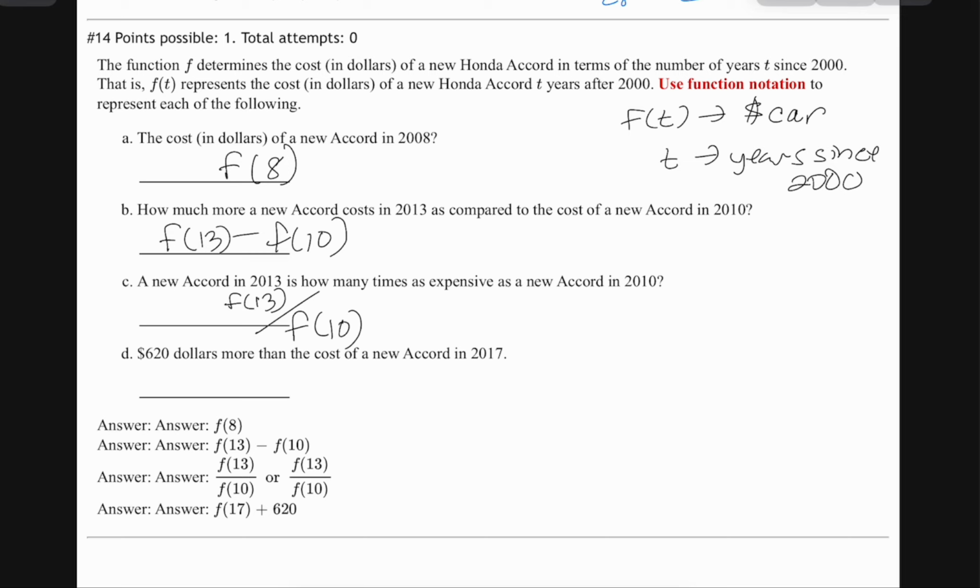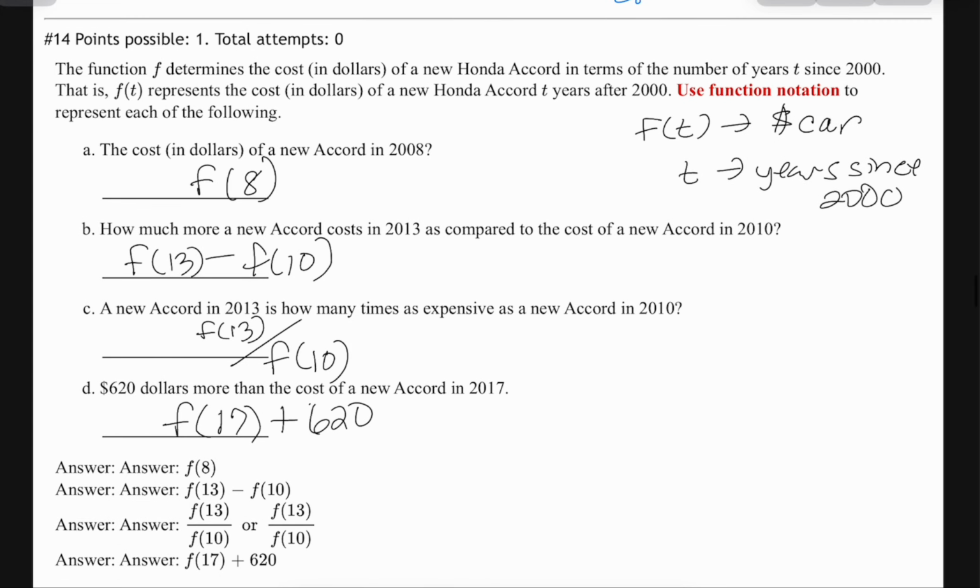Now, D says it's $620 more than the cost of the Accord in 2017. So the cost of the Accord in 2017 is f of 17. We have to add on 620. It's $620 more than the cost. So add 620. So that's all they're looking for in 14. It's very helpful as you're doing these problems to have a sheet of paper and write down what those function things mean. So then you're able to reproduce the function notation. So that is problem 14.